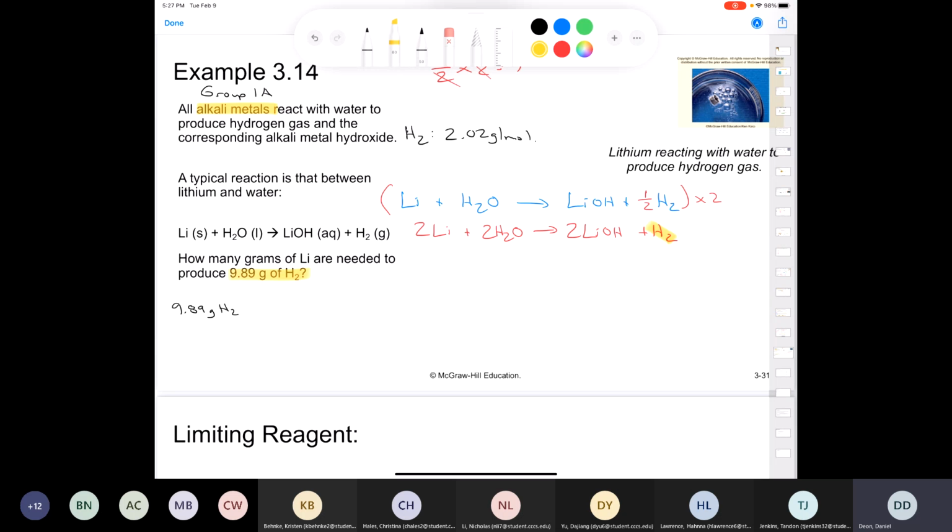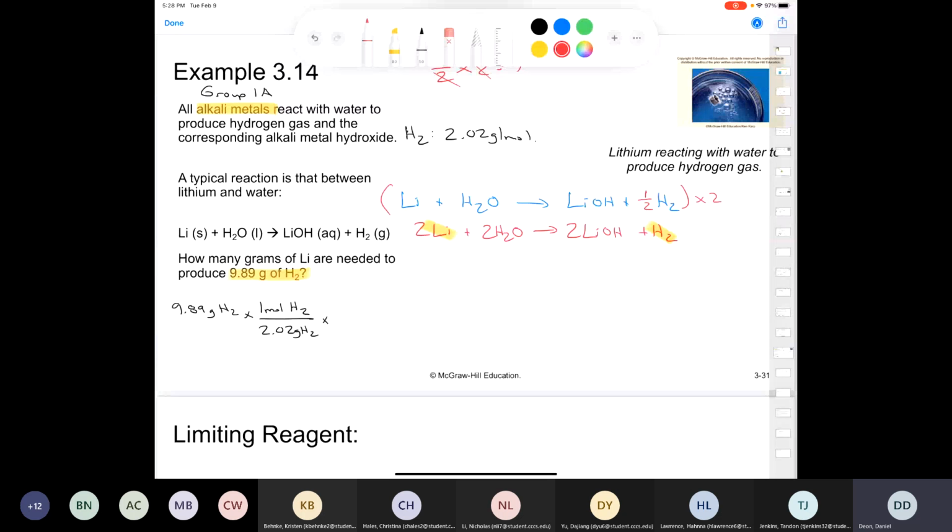But remember, and I'm repeating myself here, we're starting out with the number of grams of hydrogen, and we're trying to figure out how many grams of lithium. But the stoichiometric coefficients, the 2 and the 1 that aren't shown here, those relate the number of moles, right? Not mass, okay? So what we need to do is figure out the number of moles of hydrogen. And I know that in 1 mole of hydrogen, I have 2.02 grams of hydrogen.